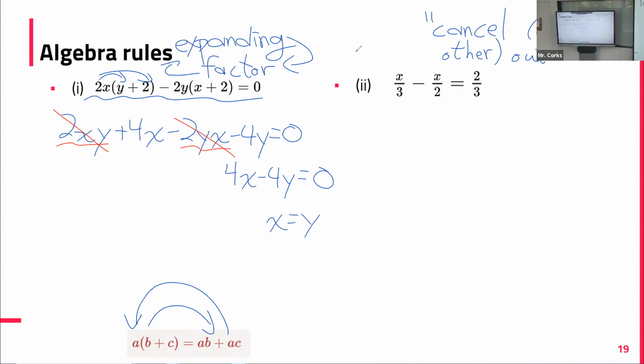So maybe we were expecting a number, and we didn't get a number. So x equals y, what does this actually mean? What number can x be or should x be?